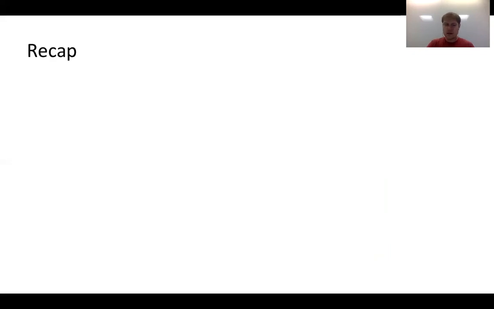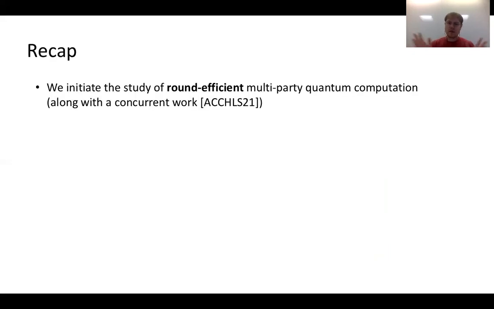So now I just wanted to quickly recap. This work is an initiation of the study of round efficiency in multi-party quantum computation. And there's another concurrent work also appearing at this Crypto conference that also studies round efficiency.